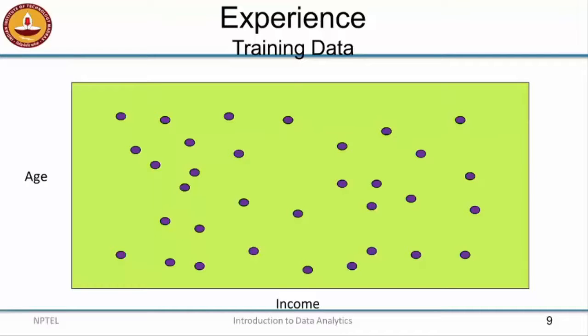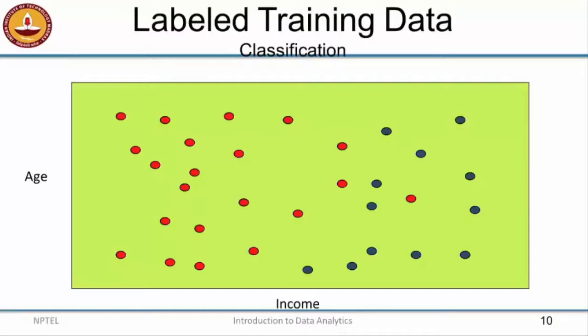In the case of supervised learning, this training data is going to carry labels. It could be whether the customer is going to buy a computer or not. The customers marked in green are going to buy a computer, and the customers marked in red are not going to buy a computer. So this is the kind of experience that's going to come to you.